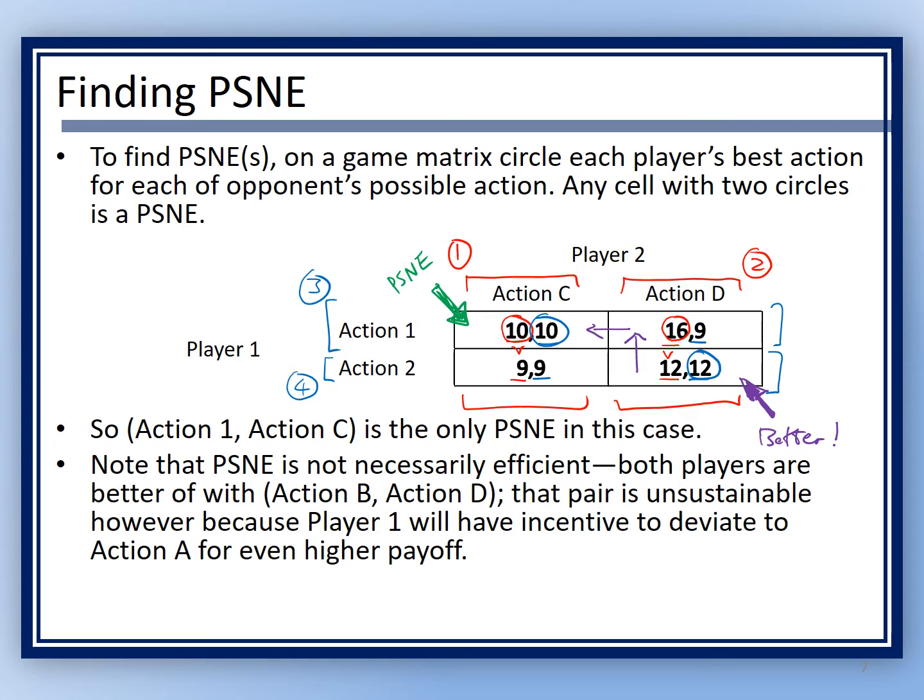So an efficient outcome is not necessarily stable. This is one of the ideas that is important in game theory. Efficiency and stability are two different things.